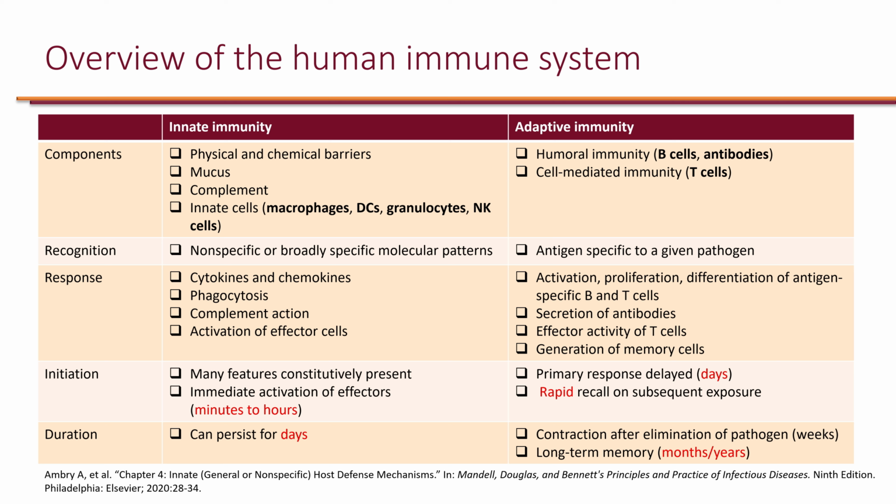granulocytes, natural killer cells. In general, the innate immunity is non-specific or broadly specific to molecular patterns. And the actual immune response is through cytokines and chemokines, which lead to inflammation, phagocytosis processes, the complement activation, as well as activation of effector cells.